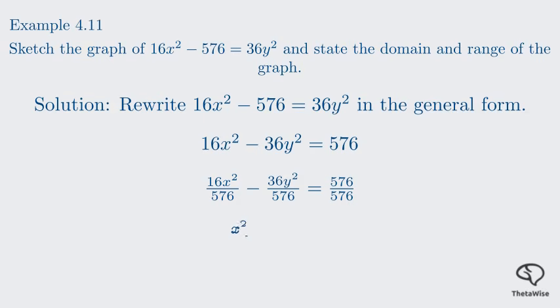16x squared over 576 becomes x squared over 36. 36y squared over 576 becomes y squared over 16. And 576 over 576 is 1. So our equation in general form is x squared over 36 minus y squared over 16 equals 1. This is the equation we will work with.